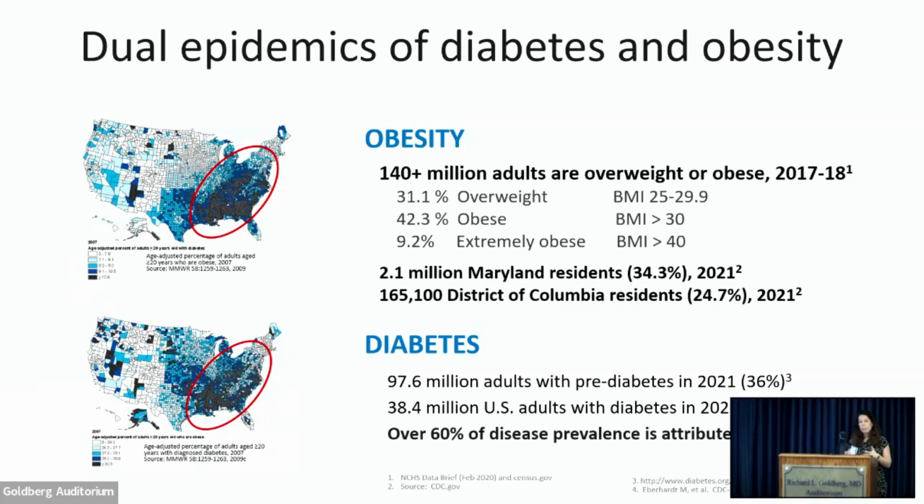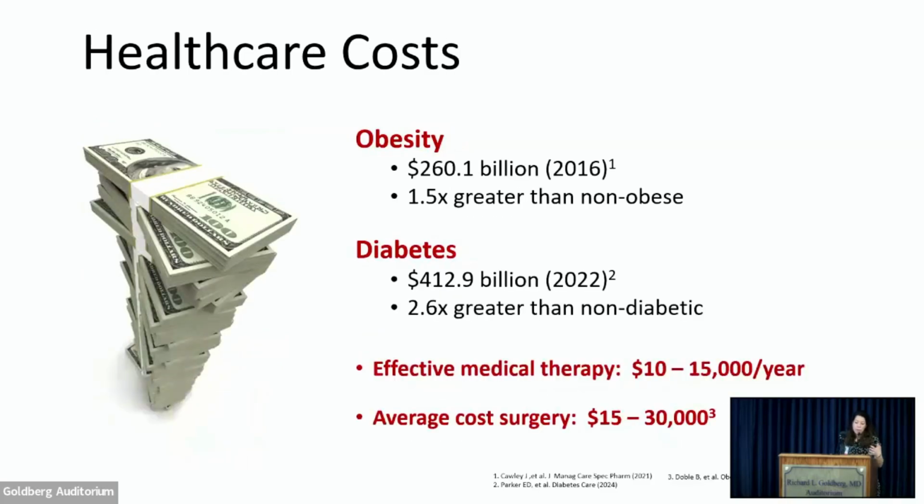And this, in turn, goes hand in hand with risk for diabetes onset. So the estimates are that about 11.6% of the adult population in the US actually has diabetes, and 60% of this disease risk is attributed directly to obesity. This is a tremendous burden on our healthcare system. When you look at the cost of obesity, it's estimated that this costs us $260 billion every year. And this is old statistics, right? The cost of caring for somebody with obesity is about 1.5 times greater than someone without obesity.